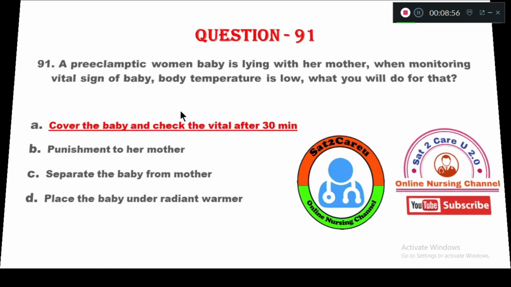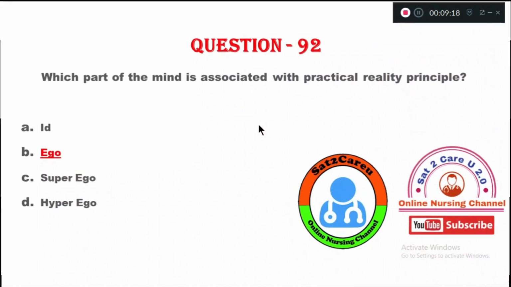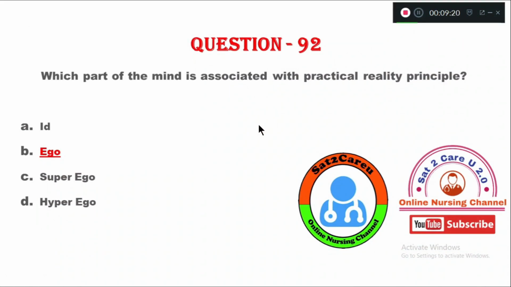Now, the 92nd question. Which part of the mind is associated with practical reality principle? In psychiatry, when you study psychoanalytic theory, you can answer this. Option A, id, B, ego, C, superego, D, hyperego. So the practical reality principle is ego. Ego works on the practical reality principle. The id works on the pleasure seeking principle, whereas the superego works on the moral principles.